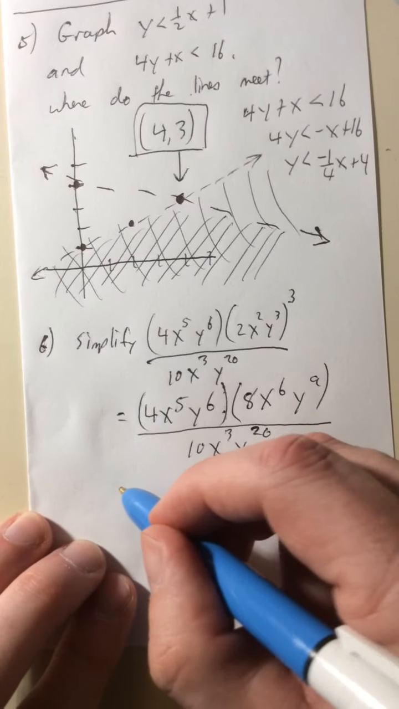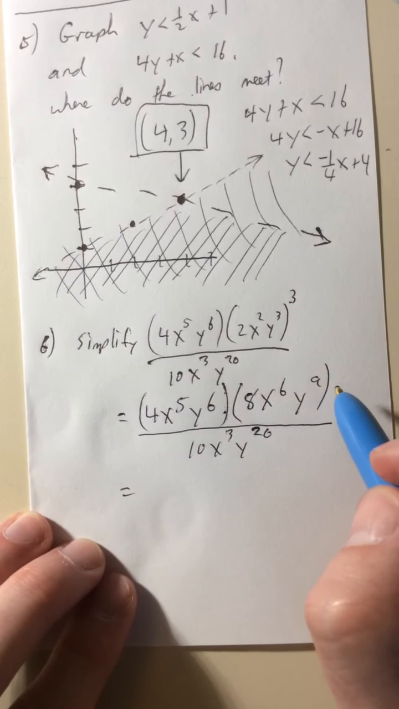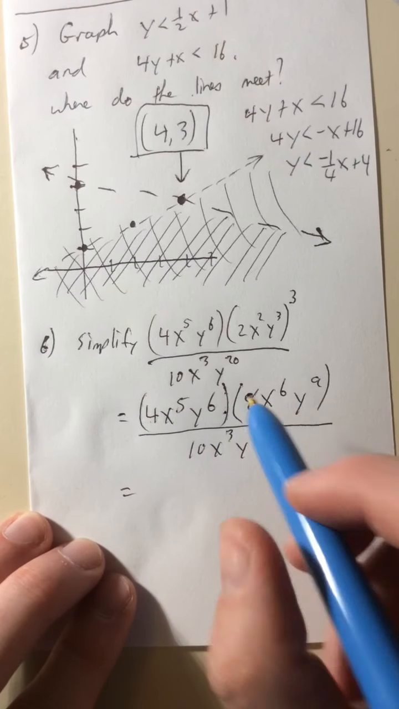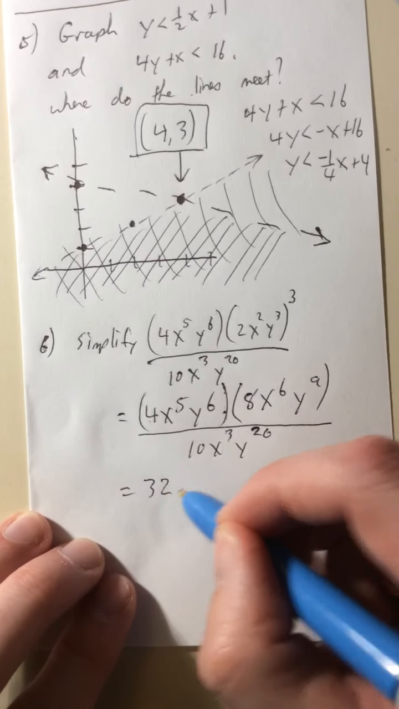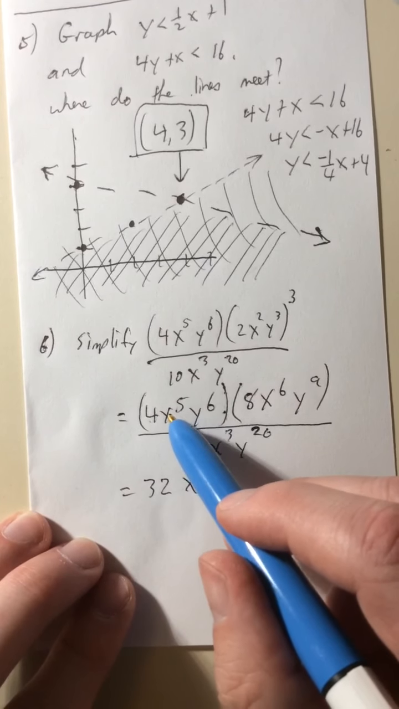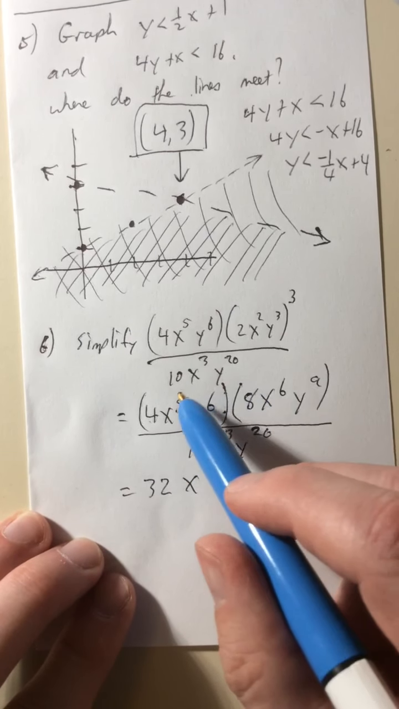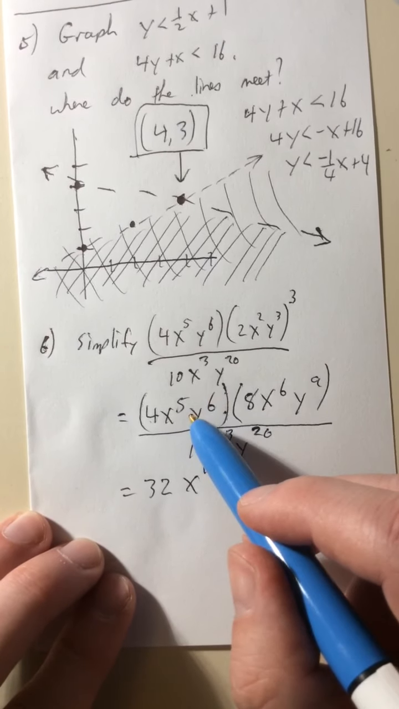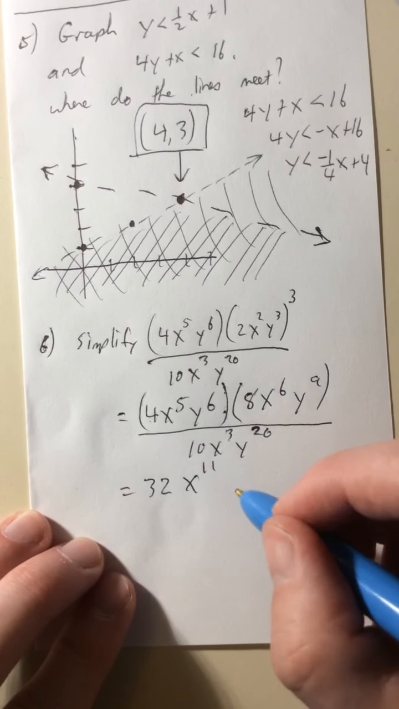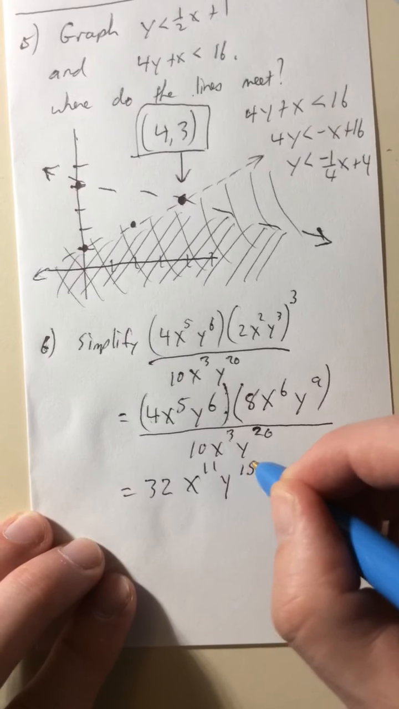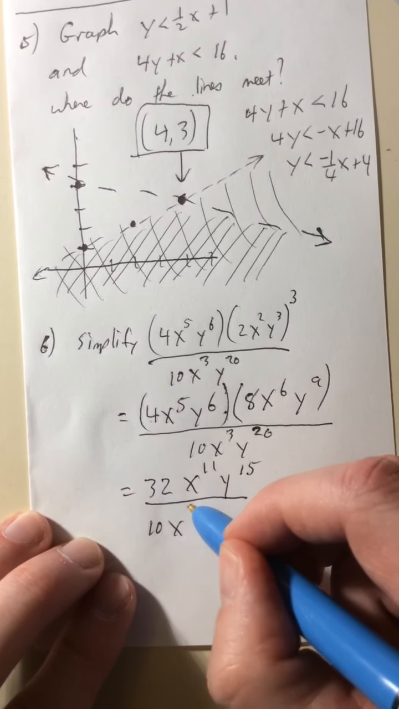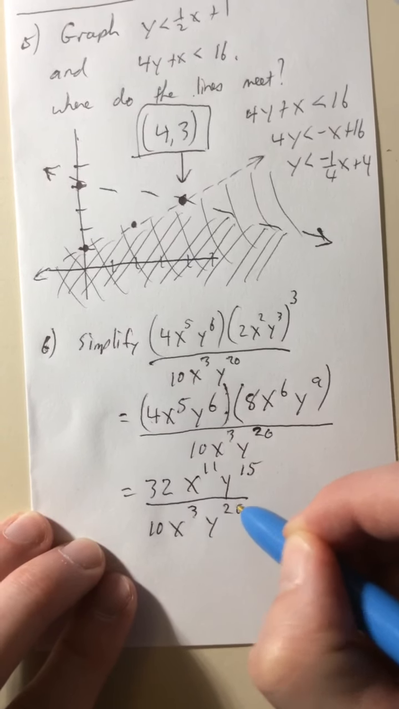All right. So when you multiply, you add the exponents, but you also multiply these coefficients here, right? So 8 times 4 is 32. X to the fifth here, x to the sixth here. We add the exponents when we multiply, so that's x to the 11th. Y to the sixth times y to the 9th. Add the exponents, y to the 15th. And then we got 10 x cubed, y to the 20th.